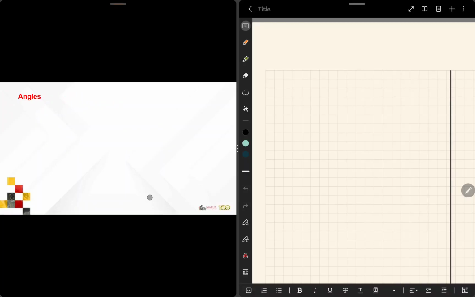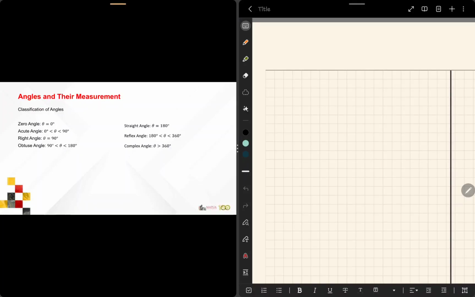Classifications of angles. Zero angle: theta is equal to 0 degrees. Acute angle: theta is greater than 0 degrees but less than 90 degrees. Right angle: theta is equal to 90 degrees. Obtuse angle: theta is greater than 90 degrees but less than 180 degrees. Straight angle: theta is equal to 180 degrees. Reflex angle: theta is greater than 180 but less than 360 degrees. Complex angles are angles that are greater than 360 degrees.